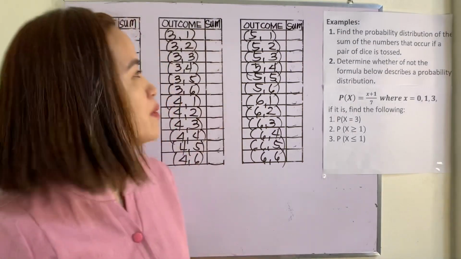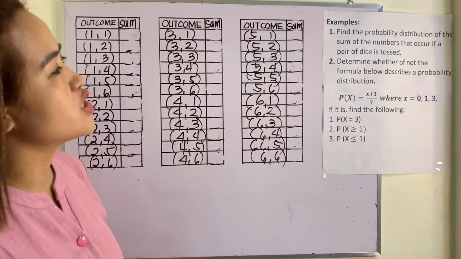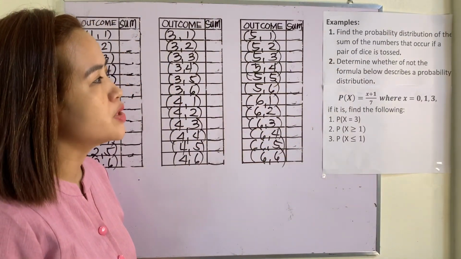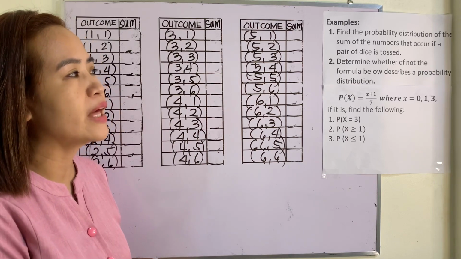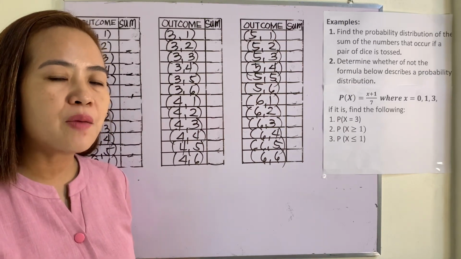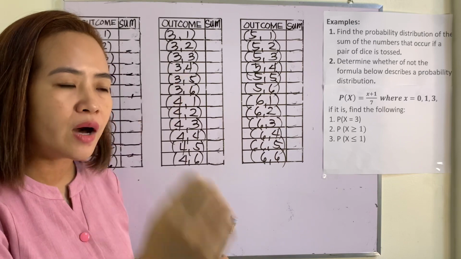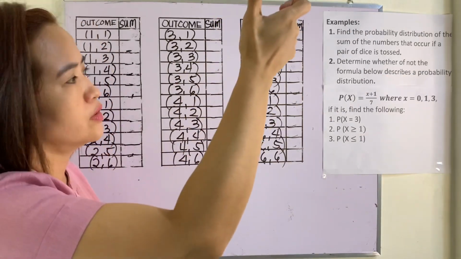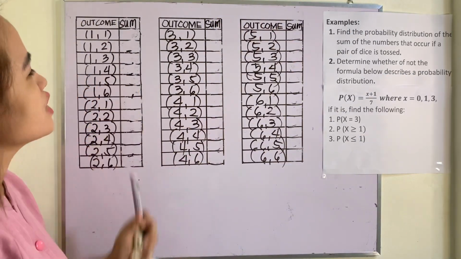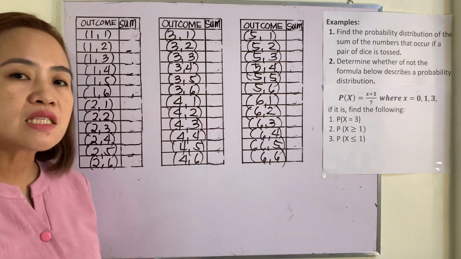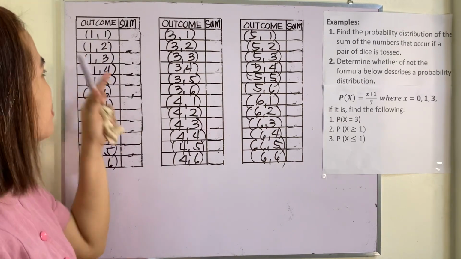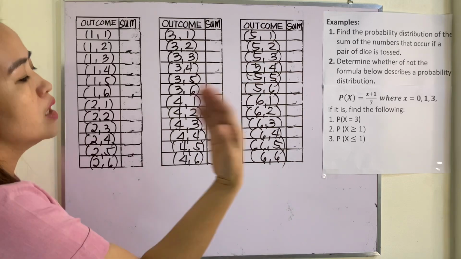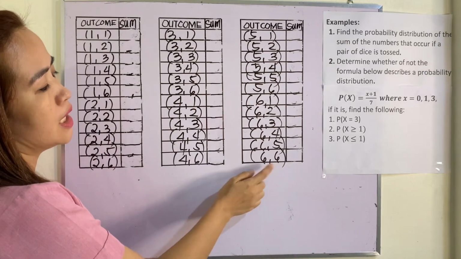Let us take these examples. Find the probability distribution of the sum of the numbers that occur if a pair of dice is tossed. When we say pair of dice, there are two dice, and you have to toss them together. These are the possible outcomes. I have already listed all the possible outcomes. It can be 1, 1, 1, 2, and so forth until 6, 6.